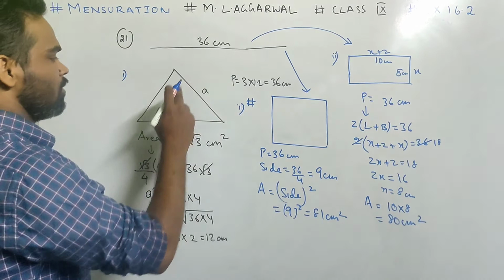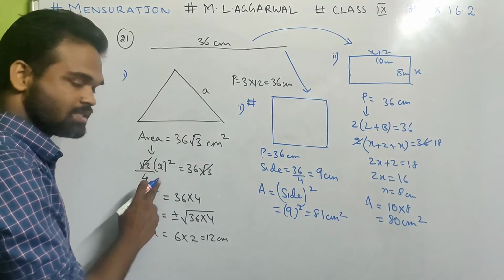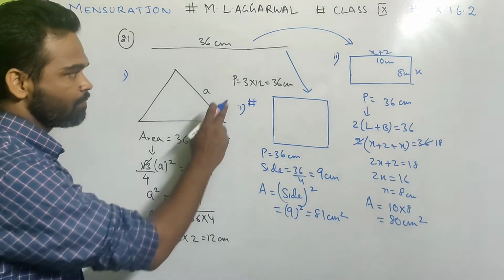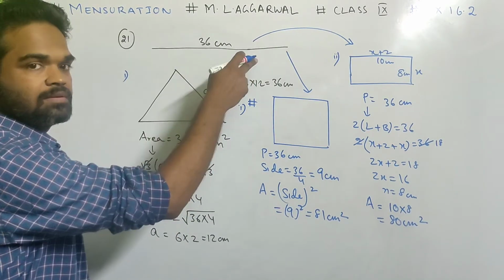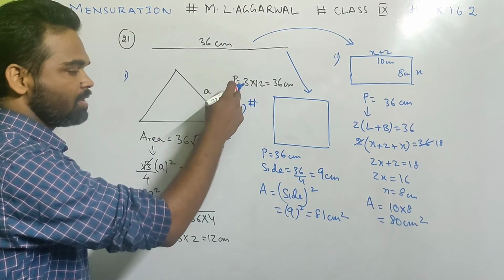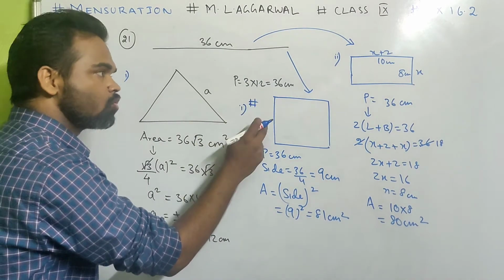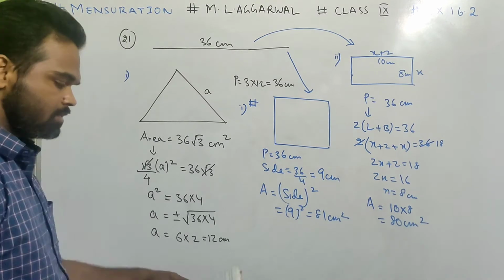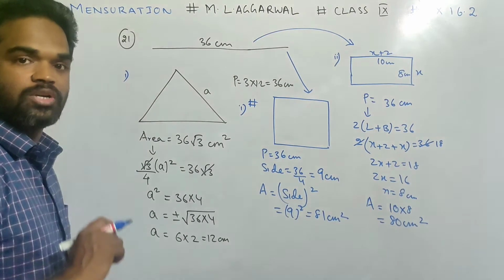Very easy. With the help of the equilateral triangle, get the side of the equilateral triangle. The area was given. Get the perimeter. Once you get the perimeter, that perimeter becomes the perimeter of the square as well as the rectangle. Done. Now let us look at number 22.